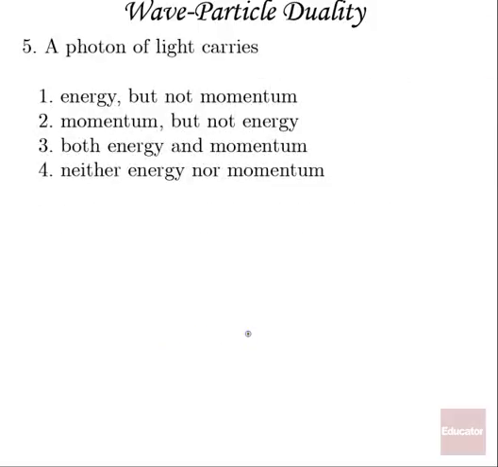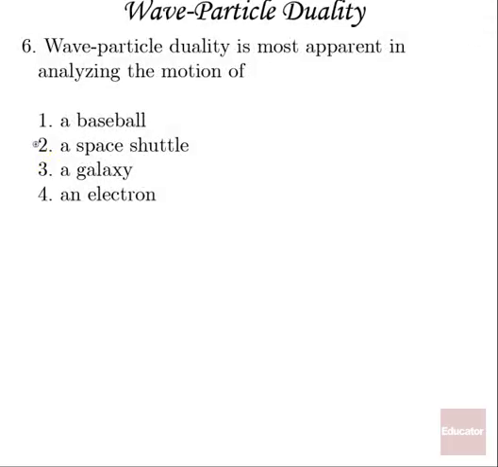Number 5. A photon of light carries both energy and momentum. Correct answer there is 3. Photons have energy and momentum, but no mass. Number 6. Wave-particle duality is most apparent in analyzing the motion of small particles. Baseball, space shuttle, galaxy, all big. An electron, small. Most apparent for the electron.